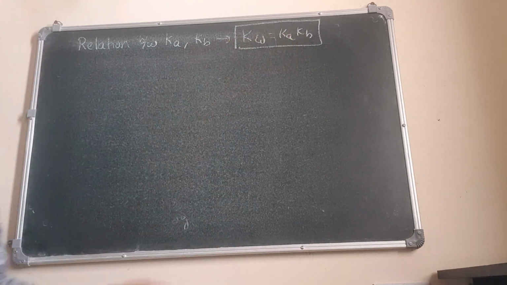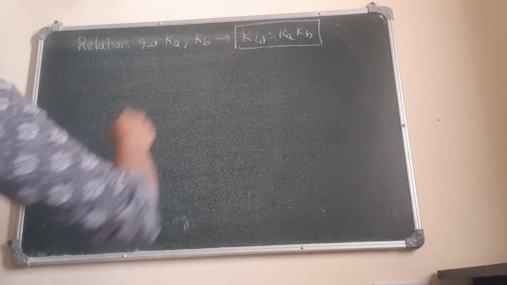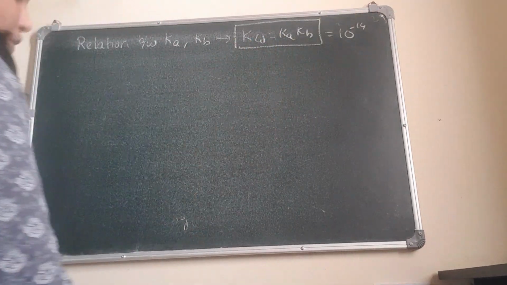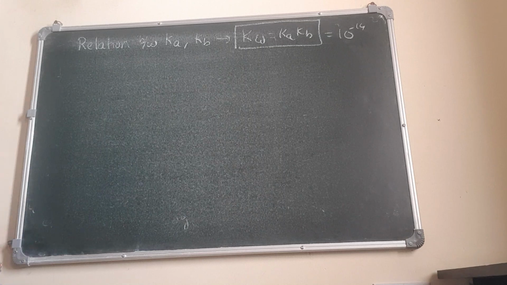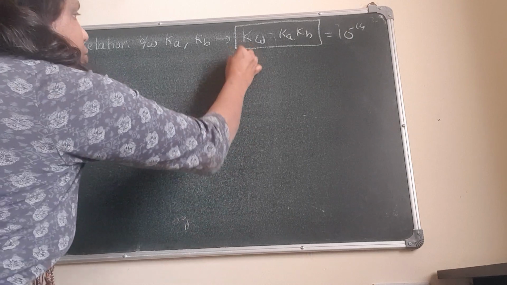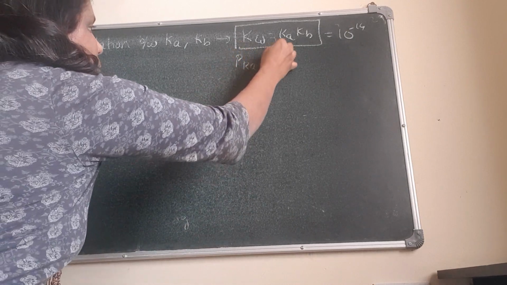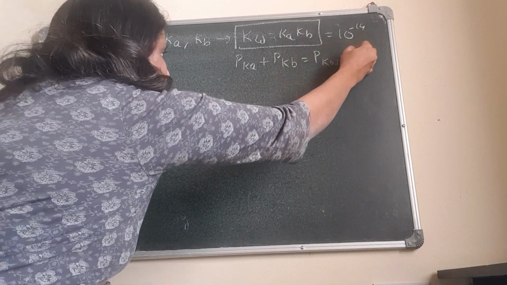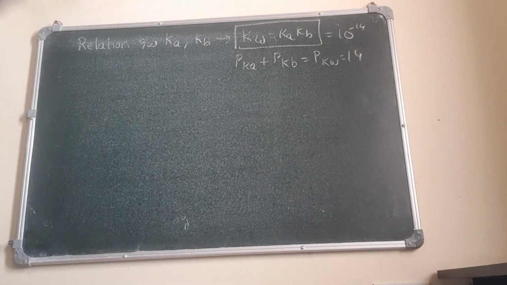So the product of the dissociation constant of an acid and the dissociation constant of the base will give you the ionic product of water, and this you know is 10 power minus 14. Ionic product of water, I told you, is going to be a constant. Or in other words, in terms of pK, you can also write pKa plus pKb equals pKw, and that will be 14, at 298 Kelvin.